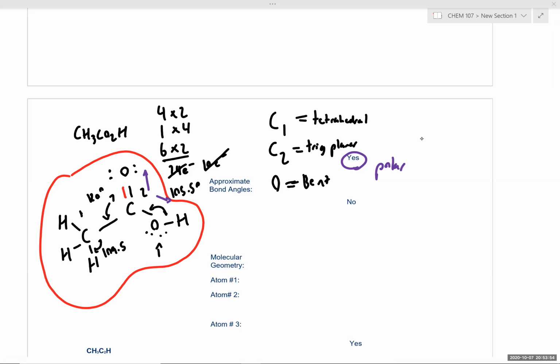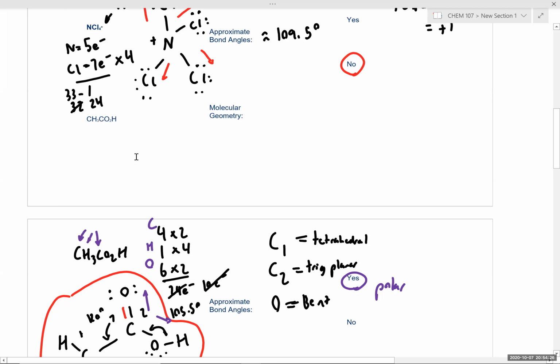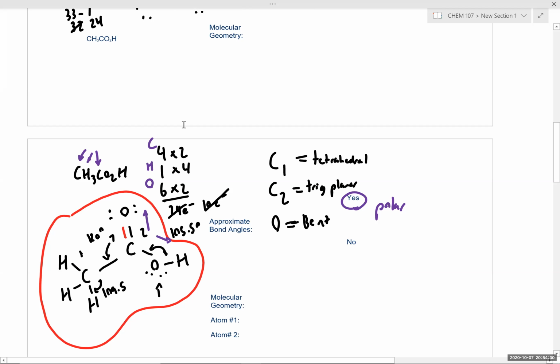Professor, can you go over where you got the 4 times 2, 1 times 4, and then 6 times 2? Yes. So for our electron counts, we have 2 carbons, right? Carbon contributes 4 electrons and we have 2 of them. Hydrogen contributes 1 electron and we have 4. And oxygen contributes 6 electrons and we have 2. I thought we had 3 carbons. CH3CO2H. So it has the C and then the CO2. So the CH3, that carbon would be considered 1 carbon, correct? Yep. And the 2 is only applying to oxygen. If it was applying to carbon, the CO would be in parentheses.